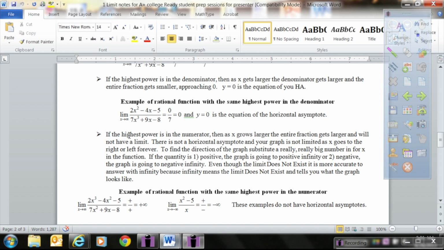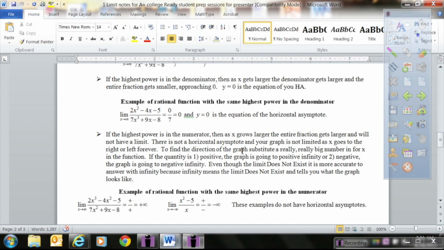All right. If the highest power is in the numerator, then as you go right and left forever, your x grows larger, and your entire fraction gets larger. So you look at it as a fractional piece, and you're not going to have a limit. If you do not have a limit, that means your graph is taking off as it goes to infinity. So you don't have a stopping point for your y's. You don't have a horizontal asymptote. It's taking off up, or it's taking off down, or something like that. So what you want to do is give a directional answer of infinity.